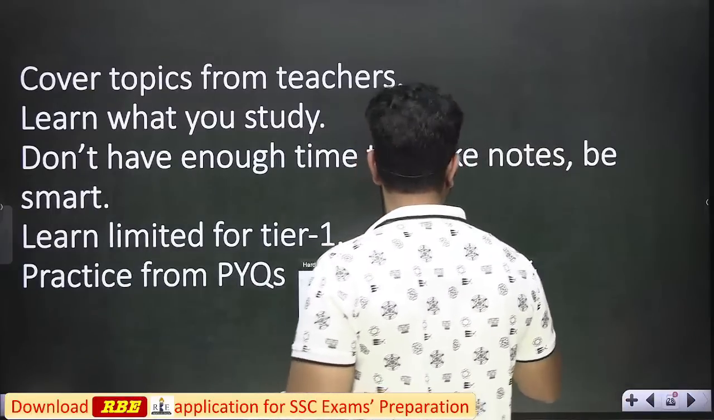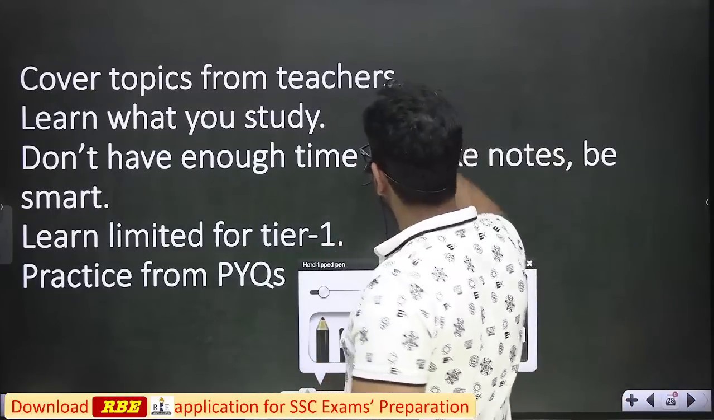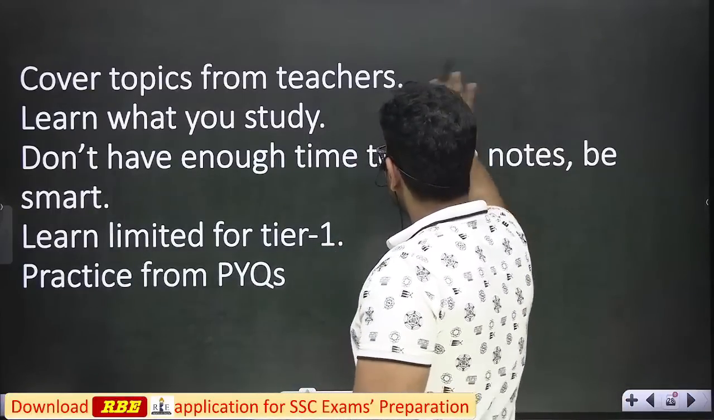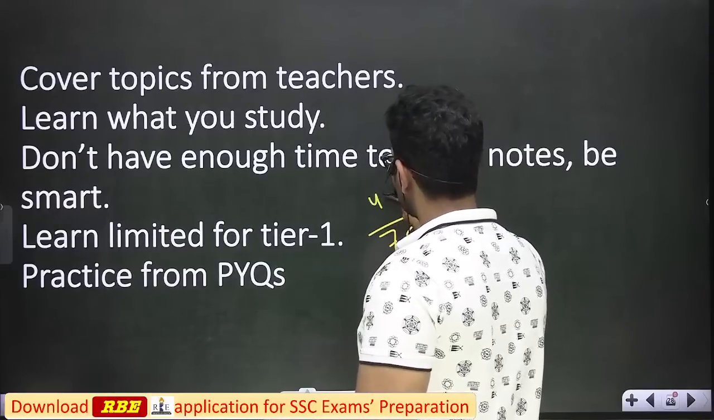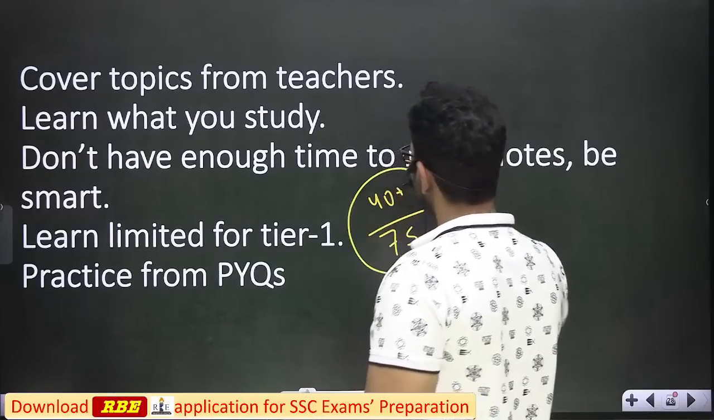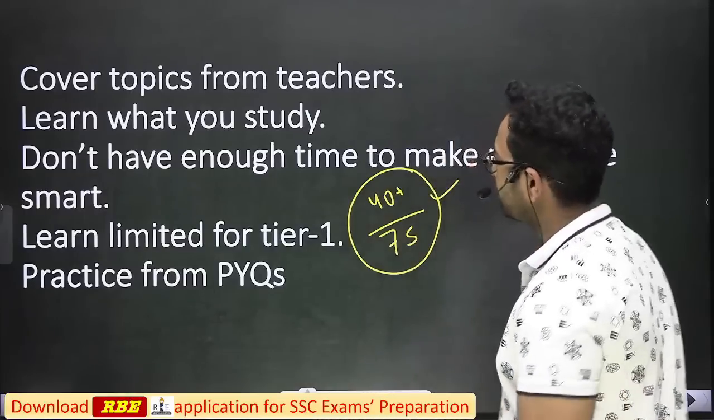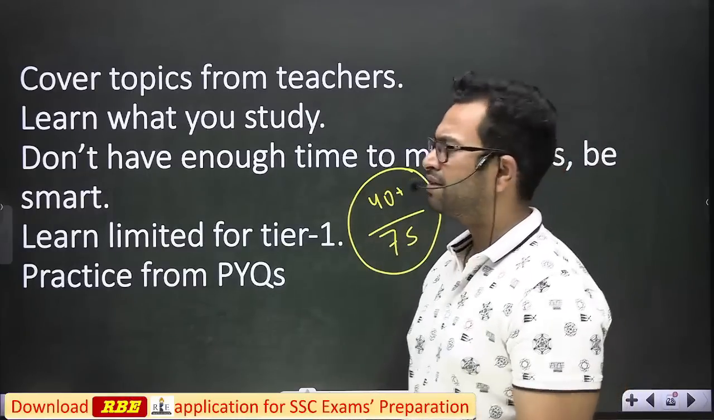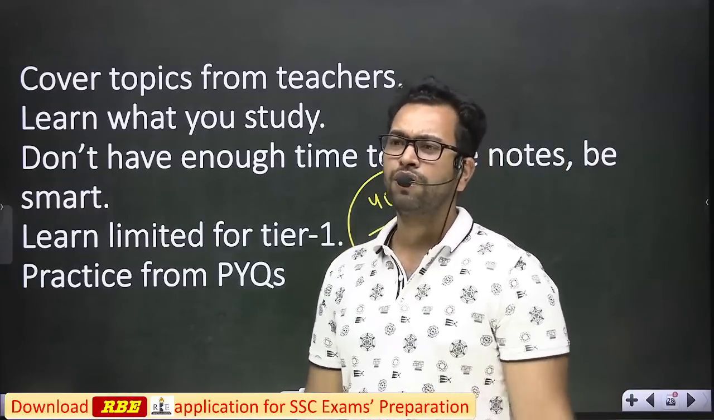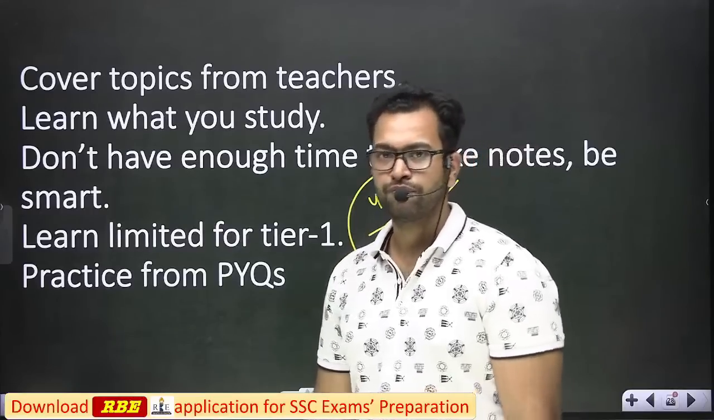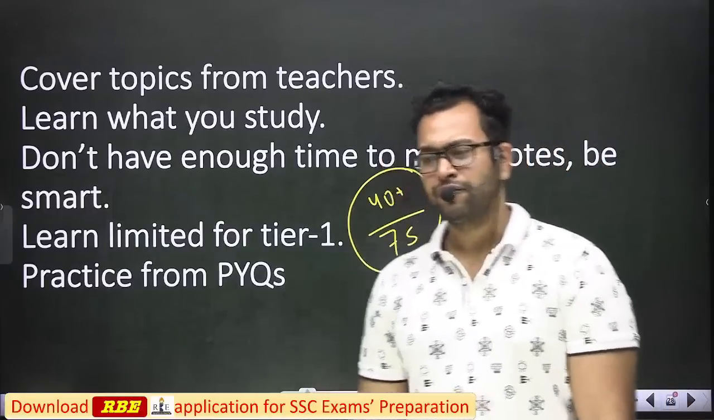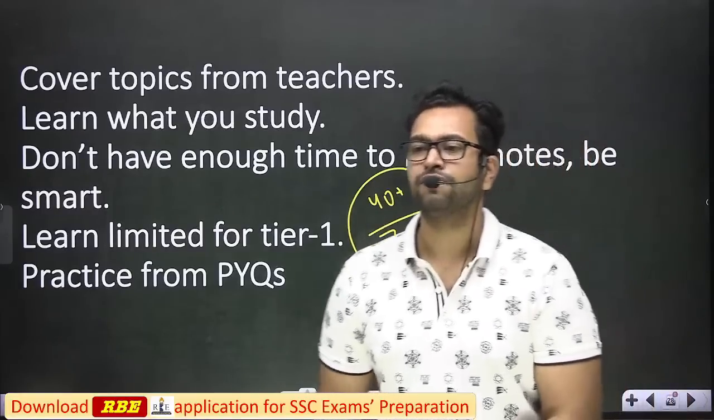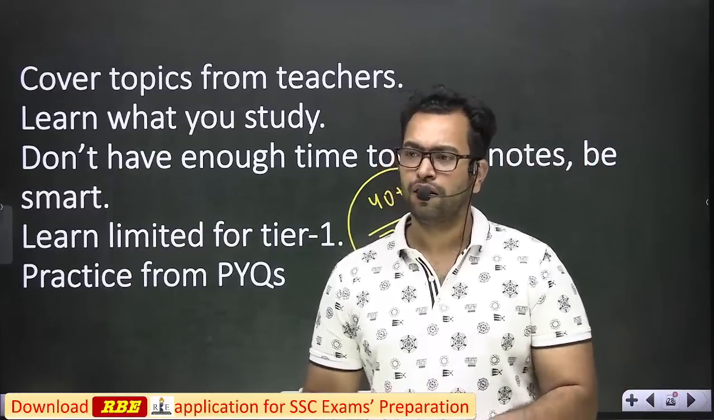So let's move ahead. There are many students in our batch who scored 40 plus marks out of 75 in CGL mains, and I think this is a good score. If you are scoring 40 plus out of 75 in mains, and in the tier 1 examination you are scoring around 30, that is a good score. There are people who score 40 plus, or 35 plus as well. Many of our students have scored that, but be realistic.